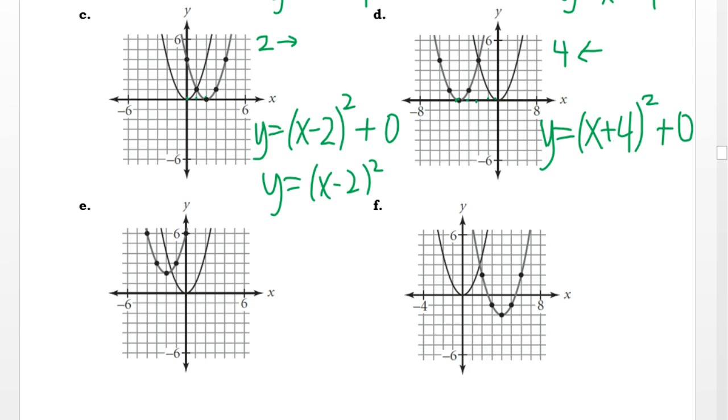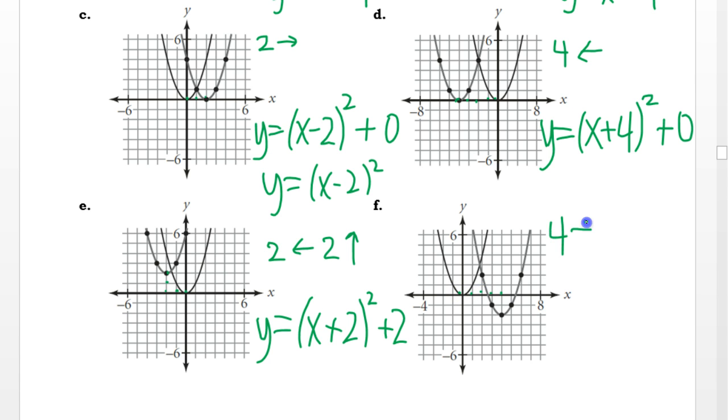Hopefully the pattern is getting a little clearer. So from the origin, 2 units to the left, 2 units up. To go to the left, we go in the parentheses. Left is a plus. And to go up, we do a plus outside the parentheses. And the last one from the original at the origin is 1, 2, 3, 4 units to the right and 2 units down. So going to the right is a minus in the parentheses. The square gives it the U shape. Minus 2 makes it down 2.